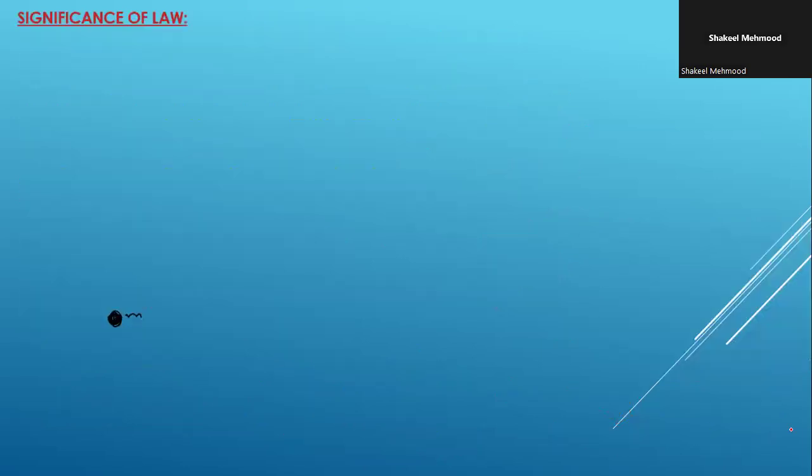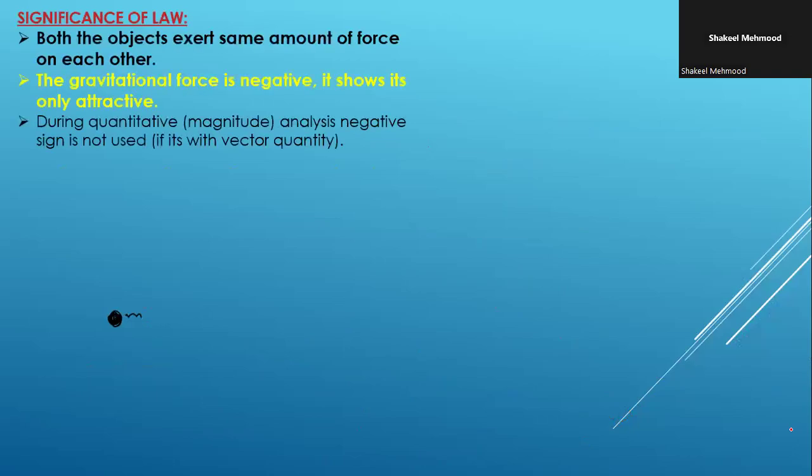Okay, what is the significance of this law? Well, it allows us to calculate the force between two masses. It says that both objects will exert the same amount of force on each other regardless of their size or mass. Gravitational force is negative. This shows that it is attractive. The gravitational force expression is F = -G M m / r².